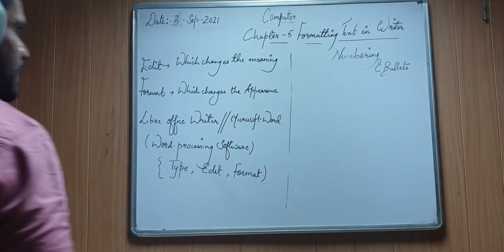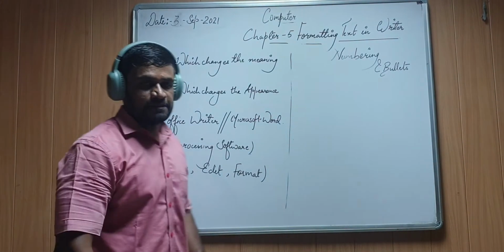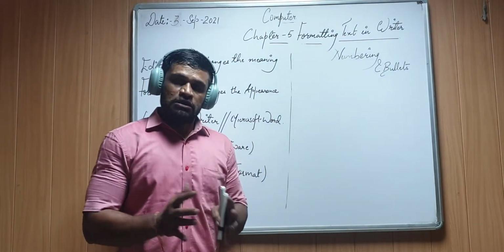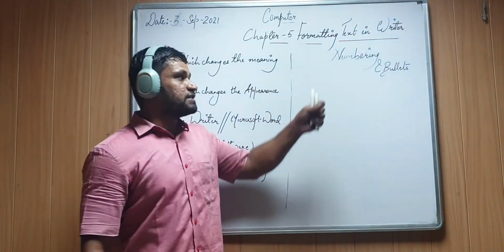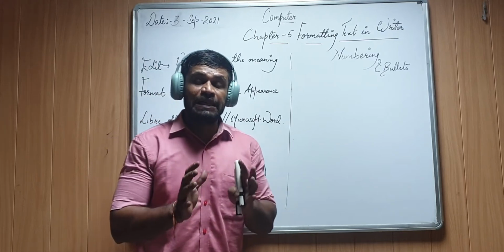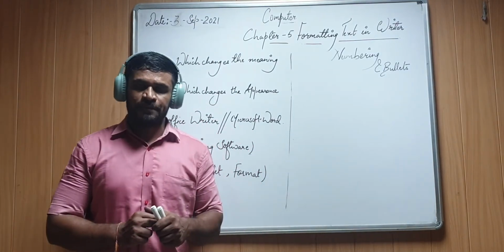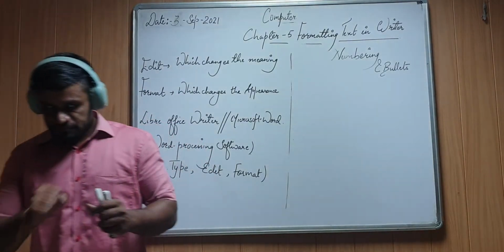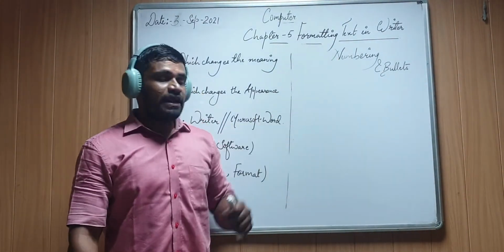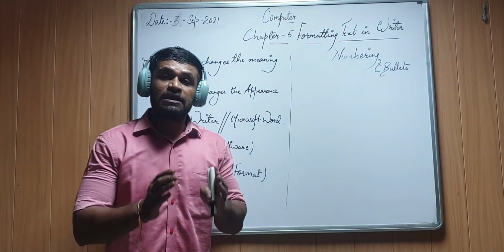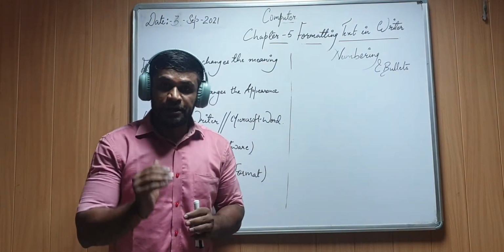Now, the next topic is numbering and bullets. Beta, numbering and bullets, these two features are used when you are making a list. A list of anything, list of friends, list of items which you require. So these numbering and bullets are used to make a list to show the content number-wise.